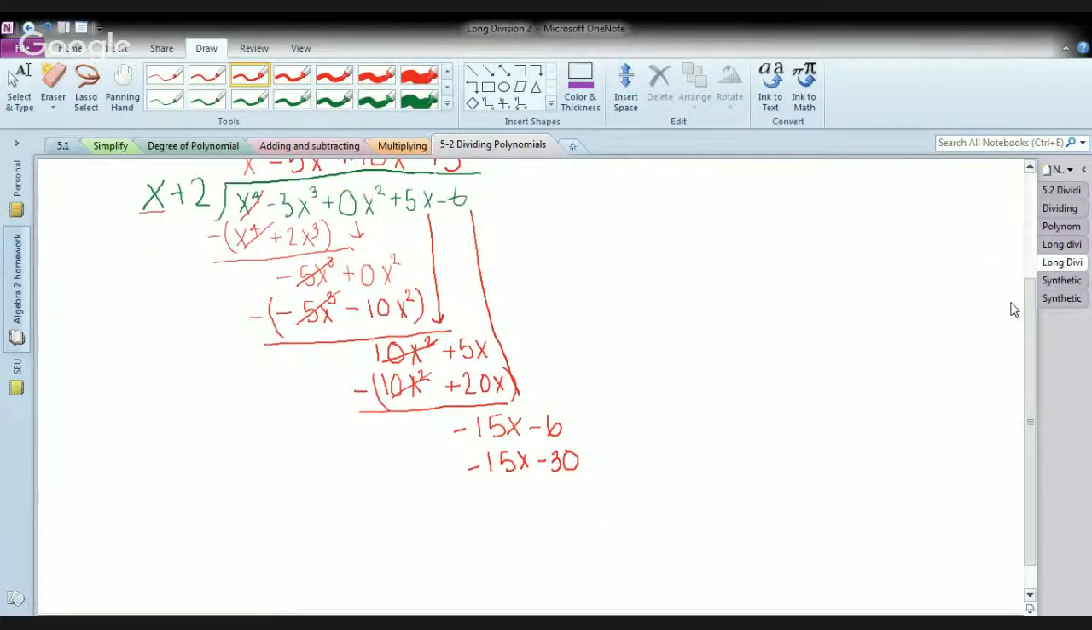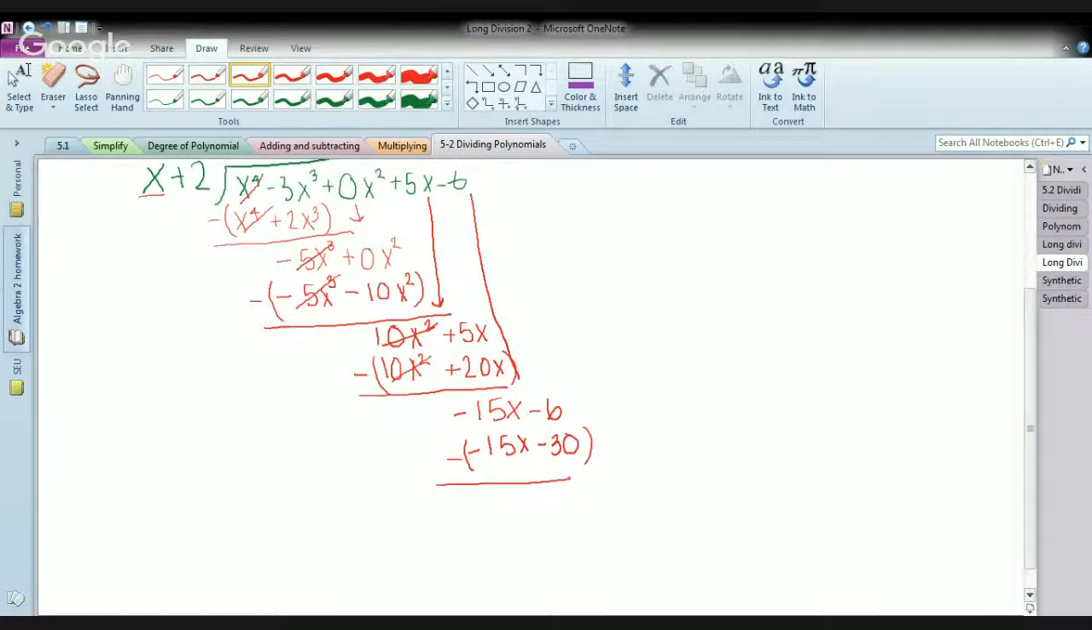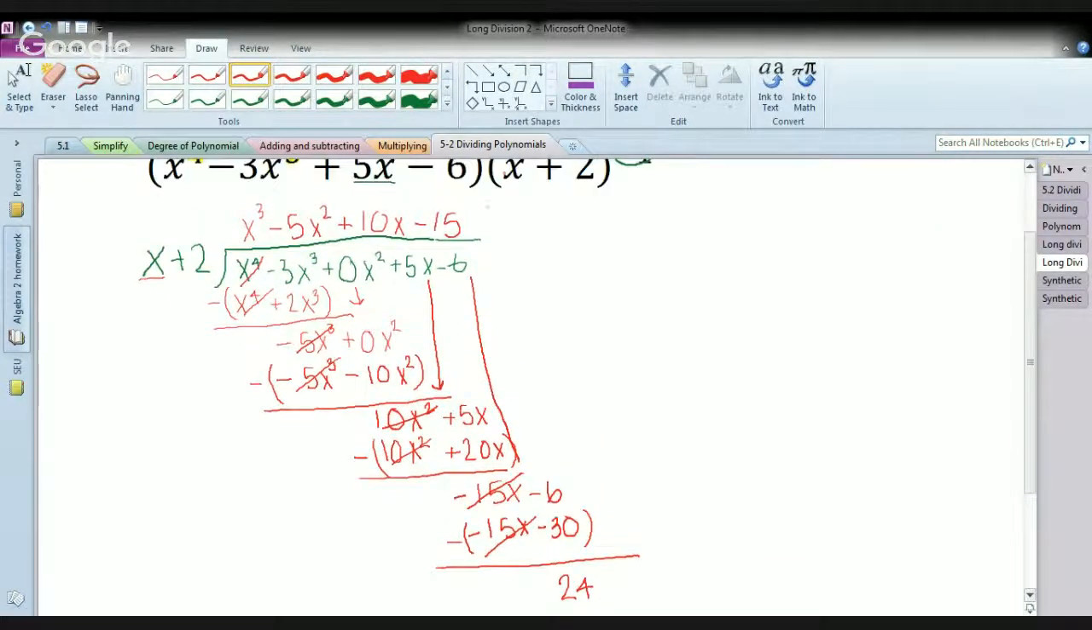All of that we are subtracting. So I'm saying 15x plus 15x, those are going to cancel. Negative 6 plus 30, that's going to give me 24. And it's going to be a positive 24. Okay, so that's my remainder. So I'm left with a positive 24, and since it's my remainder, I'm just going to write it over everything I divided by. And that's our final answer.